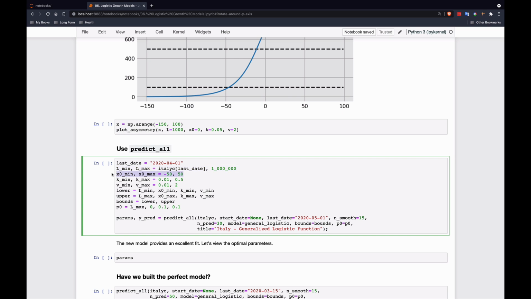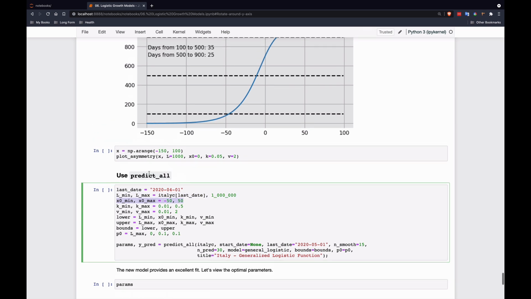Now, X naught has changed considerably. Due to the V parameter, since it shifts it left to right, we will now allow X naught to be negative, which can shift it back to the left, and or positive. So it's not going to just be where the midpoint is. It does not have the same meaning anymore, but it still shifts it left and right. So this will give the model some leeway to move more horizontally left and right.